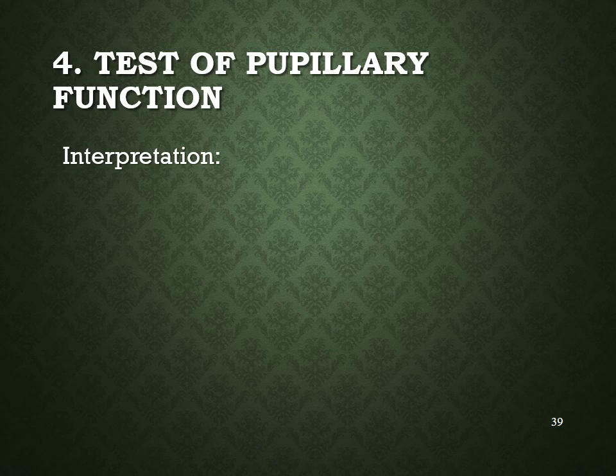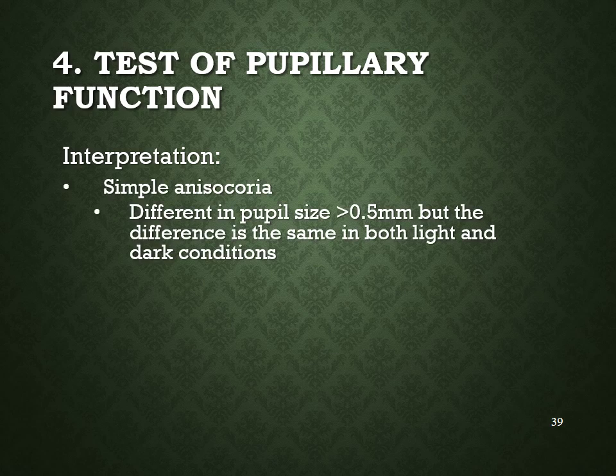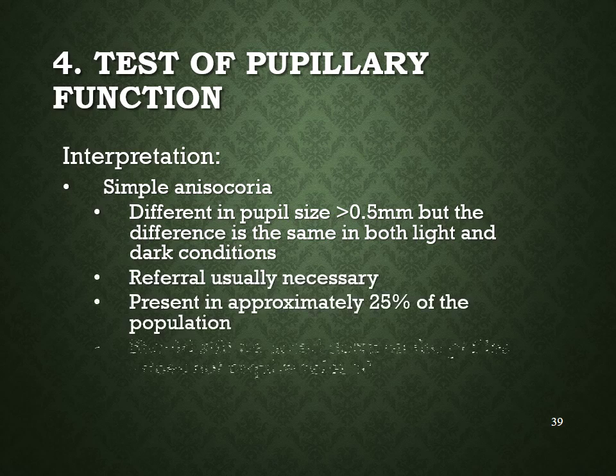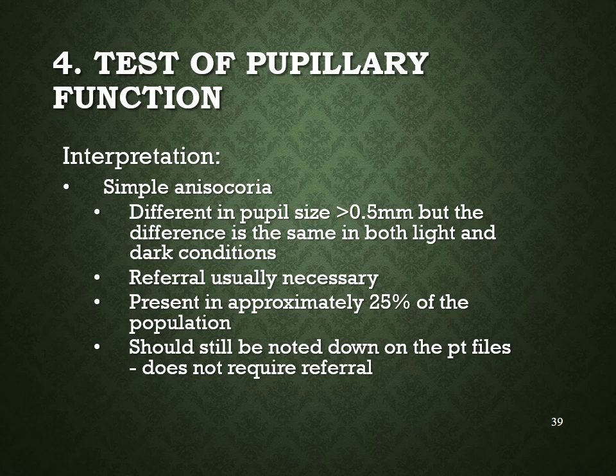Interpretation for test of pupillary function. For simple anisocoria, the difference in pupil size is more than 0.5 mm, but the difference is the same in both light and dark conditions. Referral is usually not necessary; it is present in approximately 25% of the population, and should still be noted down on the patient file even if referral is not required.